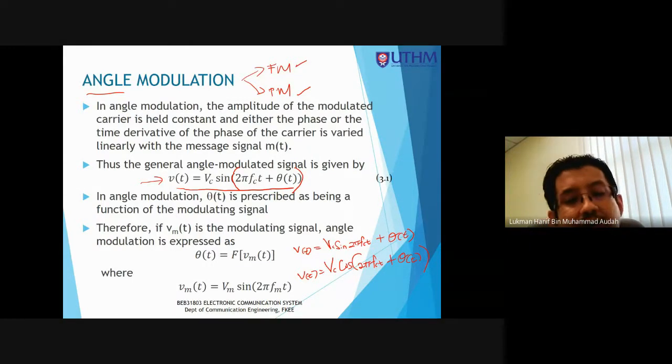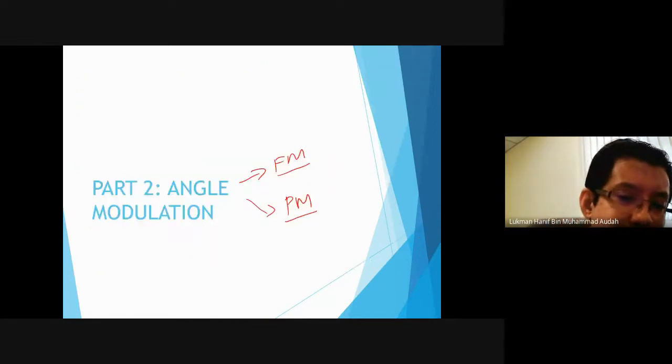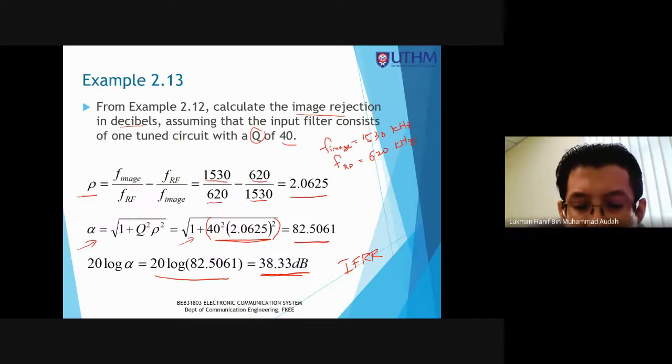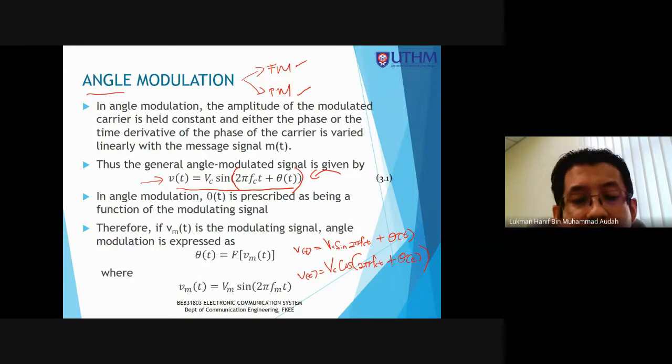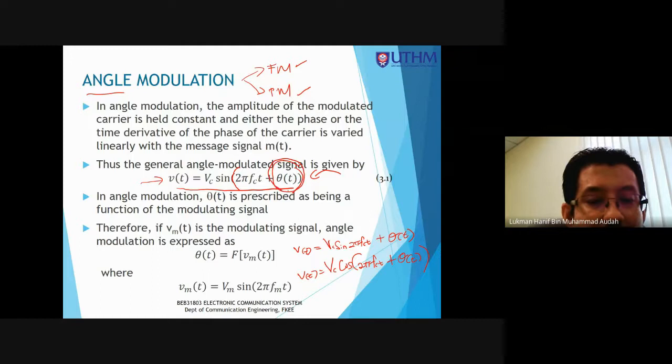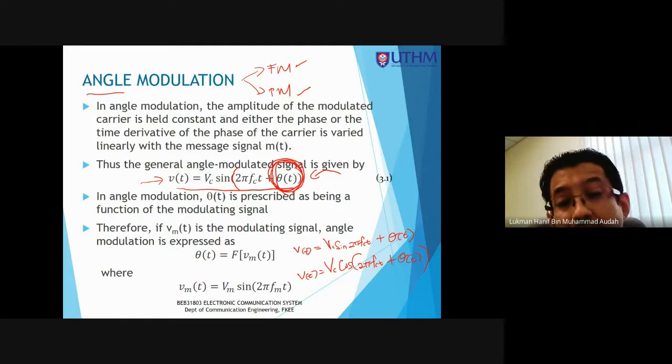Okay. And if you see from here, theta t, okay, before that, dalam general equation ini, you will see later that this theta t will change in accordance with the input.